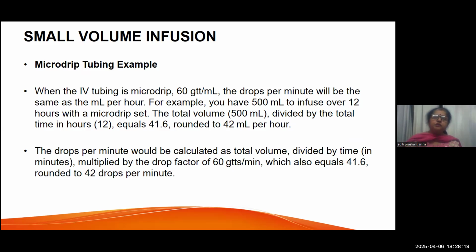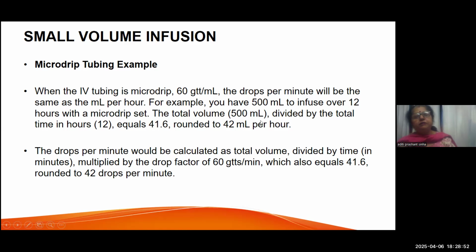Now we have a small volume of micro drip tubing. For example, suppose the IV tubing is micro drip, say it is 60 drops per ml. Now we know the drops per minute will be the same as the ml per hour. So for example, you have 500 ml which is to be infused over 12 hours with the micro drip set, and the total volume is 500 ml.